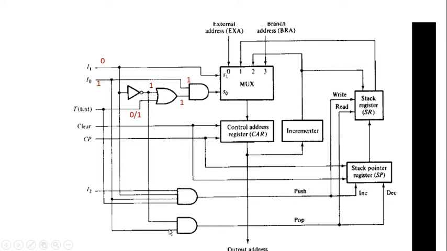And the other input is I0. I0 is already 1. So 1 and 1 generate 1. So this AND operation generates 1 as the output. That means it triggers a pop operation from the stack register file with the help of this stack pointer register. So it performs a decrement operation and pops the stack top value, which is loaded into the control address register. That means this is the case when S1 equal to 0 and S0 equal to 1.